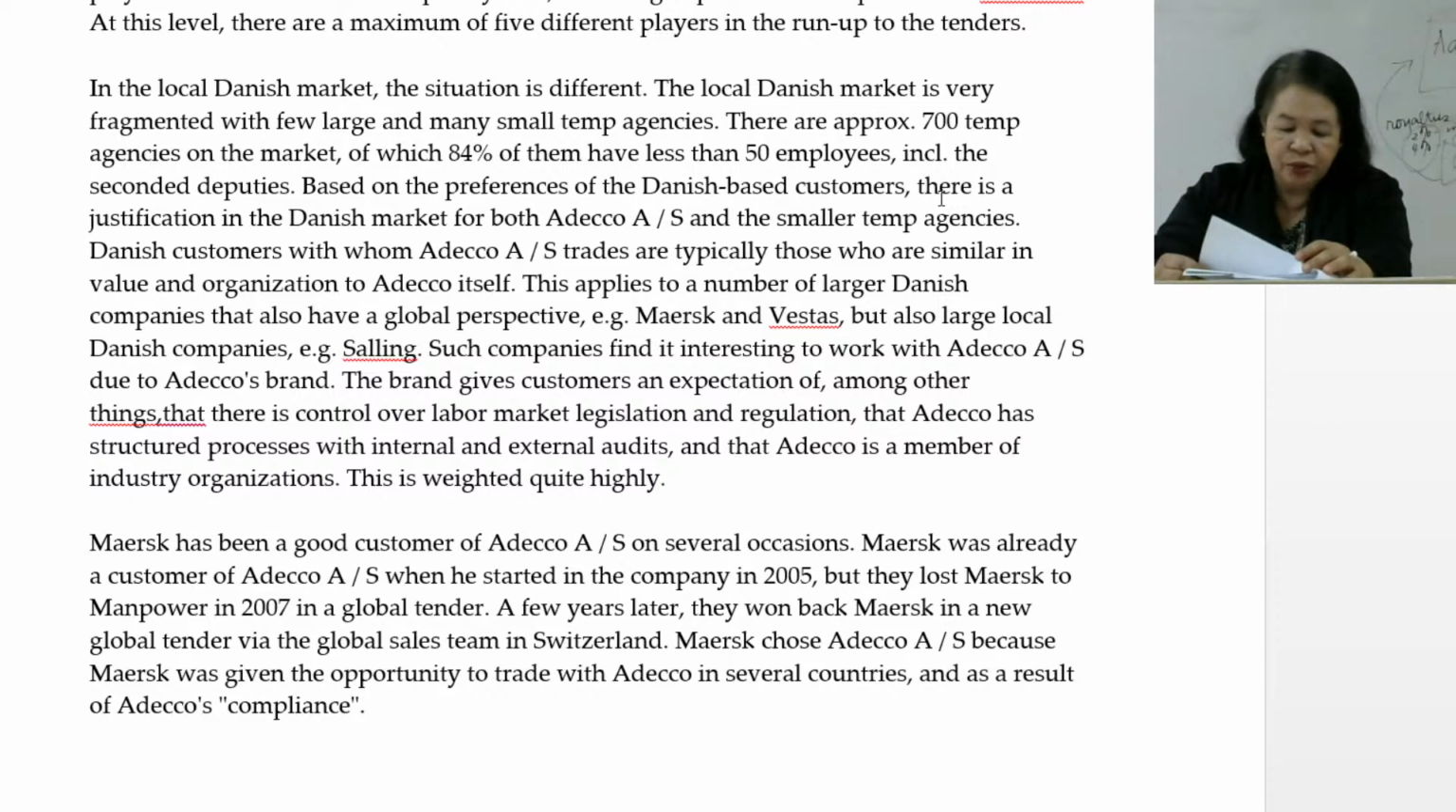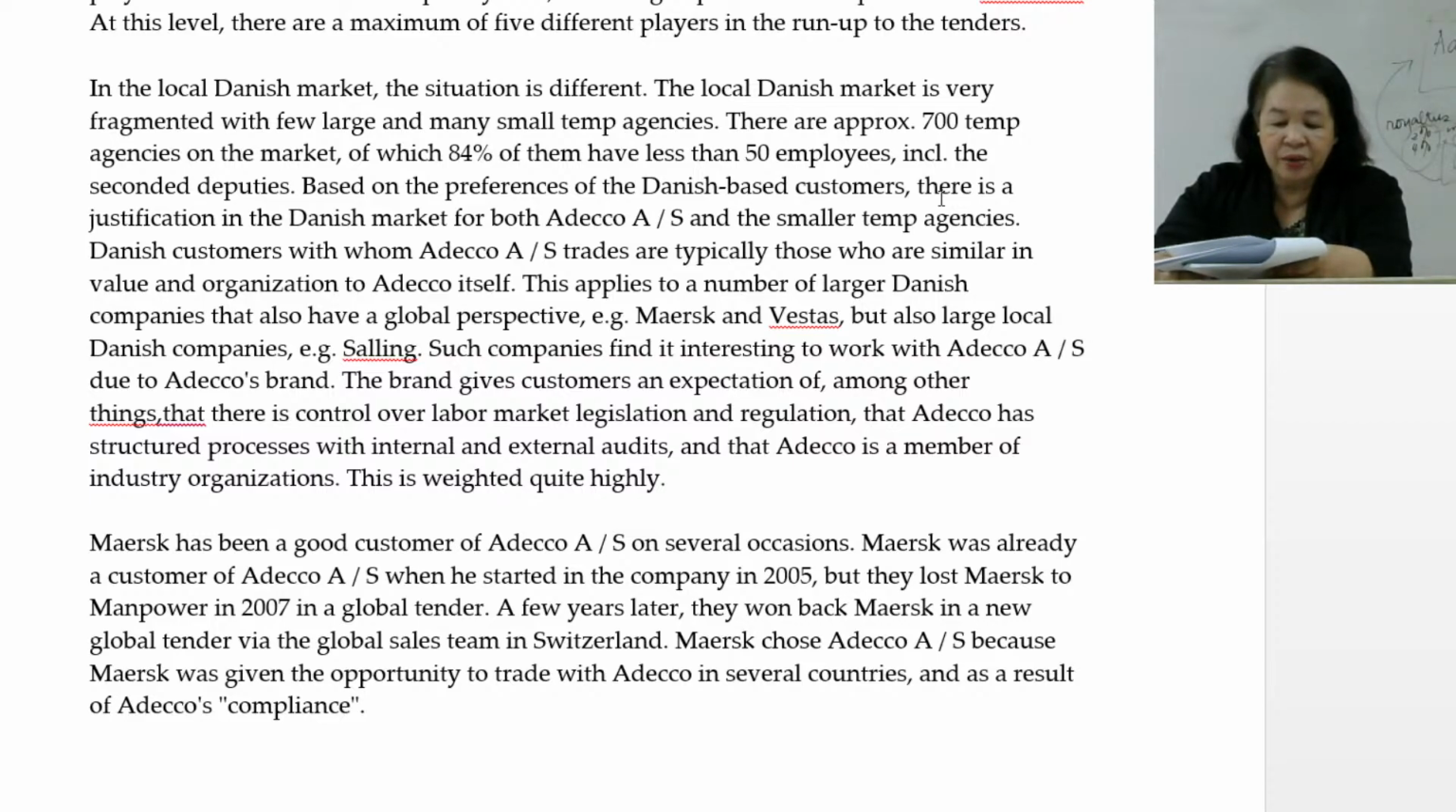Merckx was already a customer of Adecco AS when he started in the company in 2005, but they lost Merckx to Manpower in 2007 in a global tender. A few years later, they won back Merckx in a new global tender via the global sales team in Switzerland. No? So nawawalan sila ng customer, pero naibalik lang because of their team in Switzerland. No? So ito yung gustong ipakita nila sa court, yung role na nagagawa ng Switzerland with their operation in Denmark.